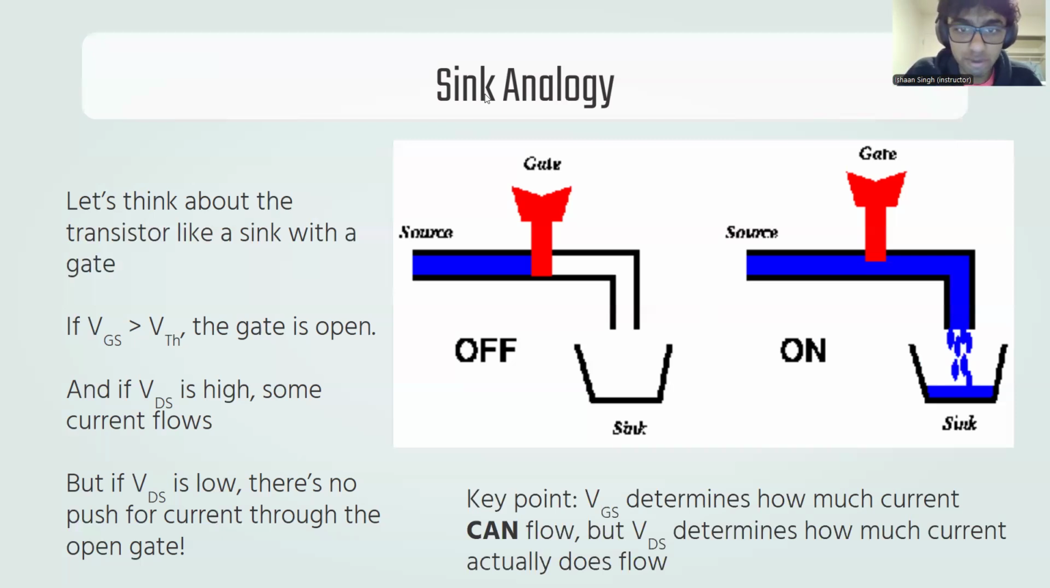So VGS is the gate voltage. The S is basically saying it's relative to the source. So it's the gate voltage minus the source voltage. VDS is the drain voltage minus the source voltage.